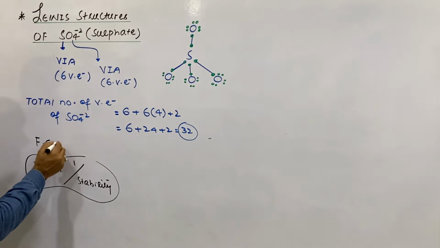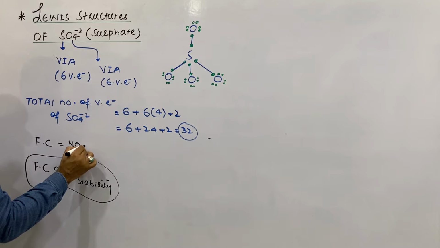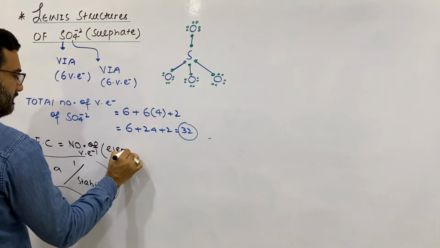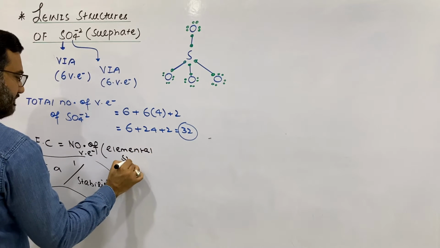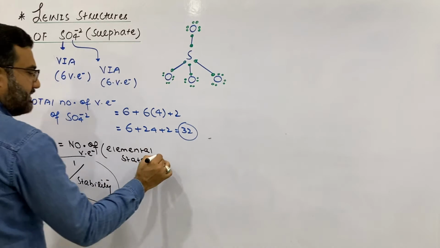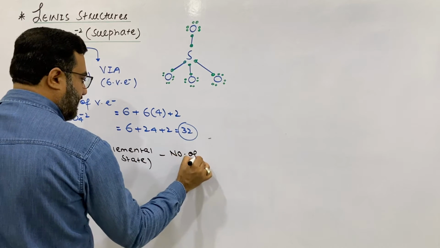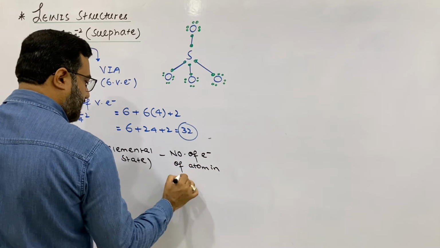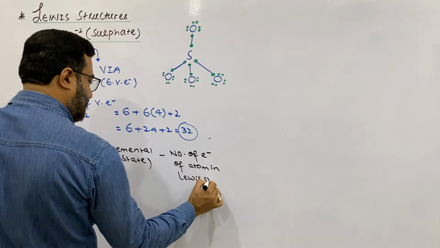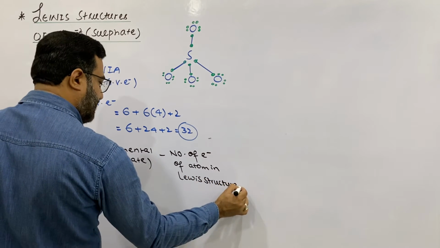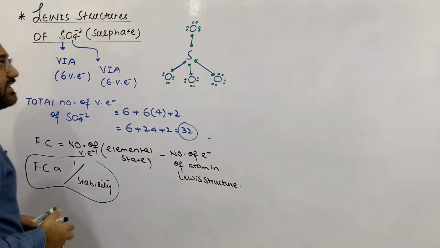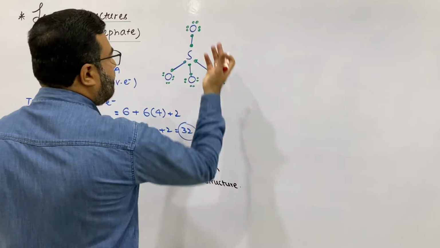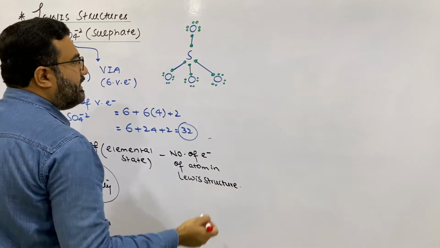Formal charge is basically equal to the number of valence electrons that an atom possesses in the elemental state minus the number of electrons of the atom in the Lewis structure, the number of electrons given to that atom in the Lewis structure. Now let us calculate the formal charge of all 4 oxygen atoms and that of the sulfur. The formal charge of all 4 oxygens will be the same because they are equivalent.